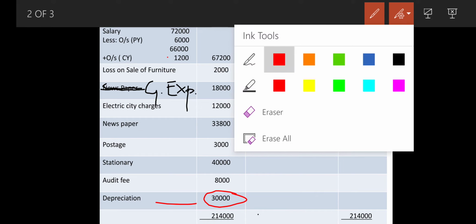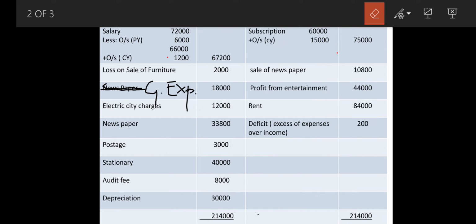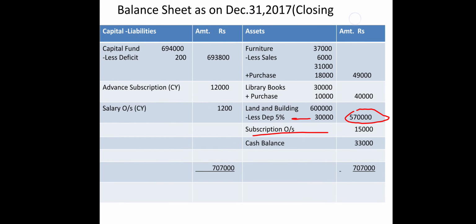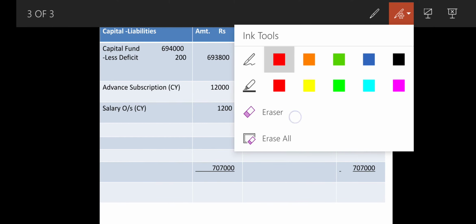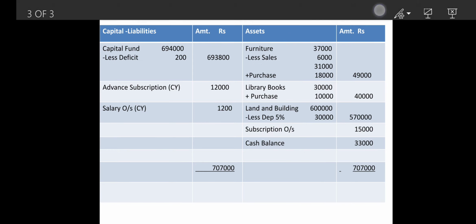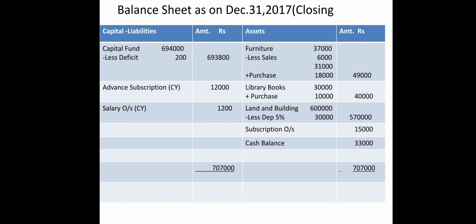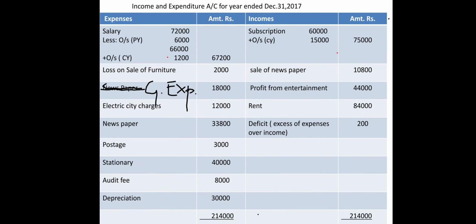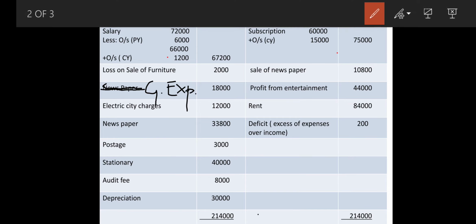The answer in the textbook is wrong. It is giving you 200 rupees as deficit. Sorry, 200 rupees as deficit. And the grand total of the balance sheet is 7,07,000. Right? So now make a total of that. In the final total, you will see the debit side is more and the credit side is less. So the difference will be treated as deficit rupees 200.